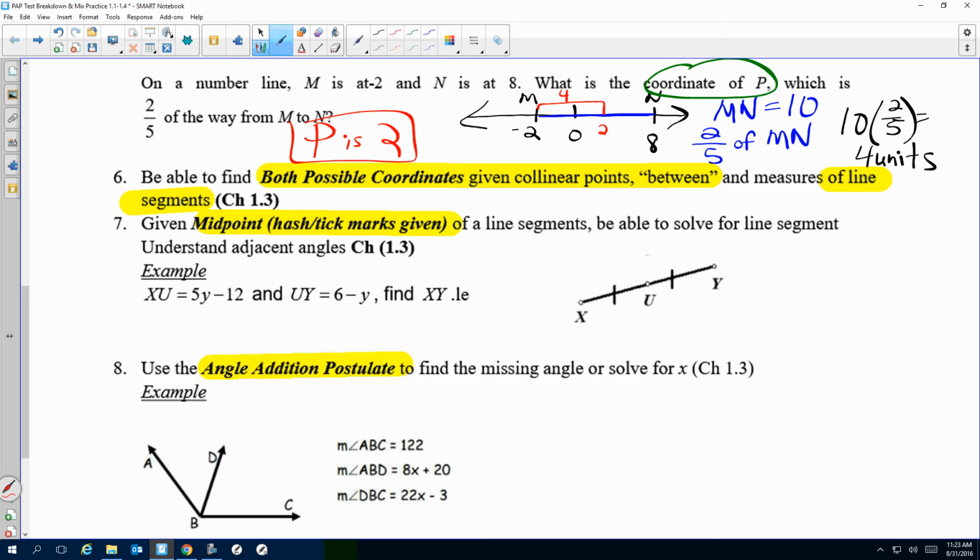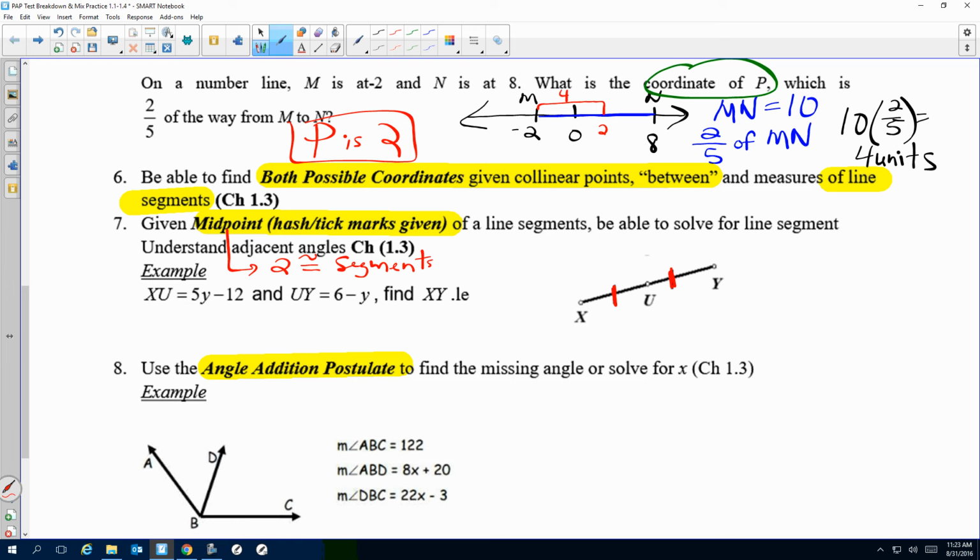So if it's a midpoint, make sure we understand that means you're always going to have 2 congruent segments, because a midpoint cuts a segment in half, leaving 2 congruent segments. So that's what I'm saying. You have these tick marks here, or hash marks. This tells me a relationship.